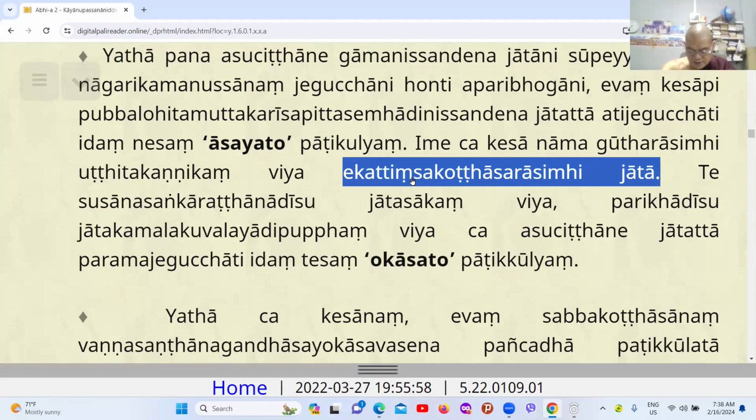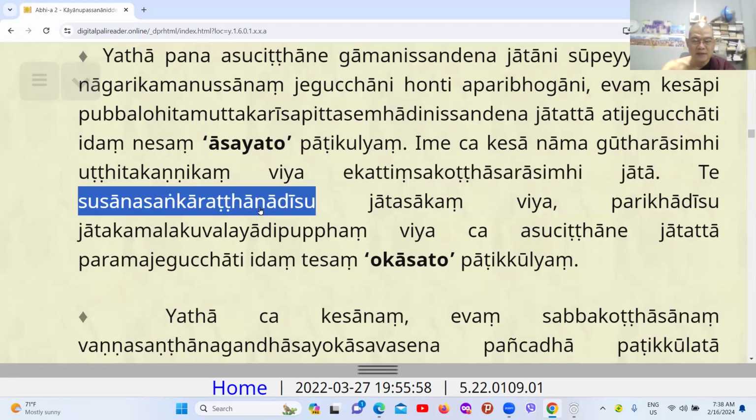Te Susana Sangaratanisu. Susana, cemetery. Sangaratana, the place where people put the mess, the dust.